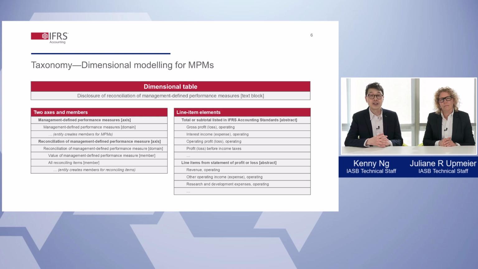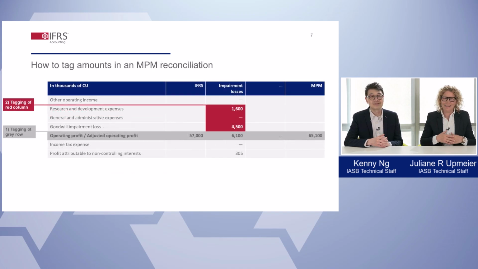The dimensional table also includes line item elements from the statement of profit or loss and line item elements for the IFRS totals and subtotals, to which an MPM could be reconciled. Let's now look at how an entity would tag an MPM reconciliation using this modeling. Because tagging an MPM reconciliation can seem quite complex until you get used to it, we will discuss how to tag the gray row that reconciles operating profit to adjusted operating profit first, and then move on to the red column for the other amounts illustrated in the table.